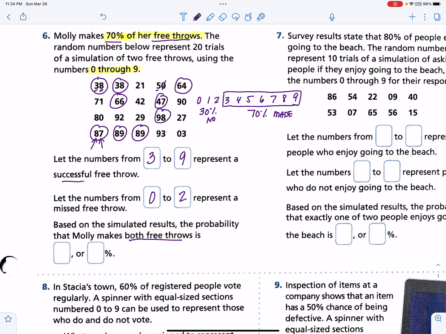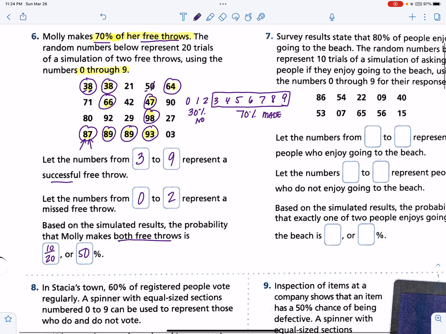If we count up all of our circles, we have 1, 2, 3, 4, 5, 6, 7, 8, 9. I want to double check and make sure I got them all, 3 through 9. Oh, I missed one right here. So just be careful there. All right, so we have 10 out of 20 as the fraction, and that is obviously a 50% chance that she makes both of her free throw shots.